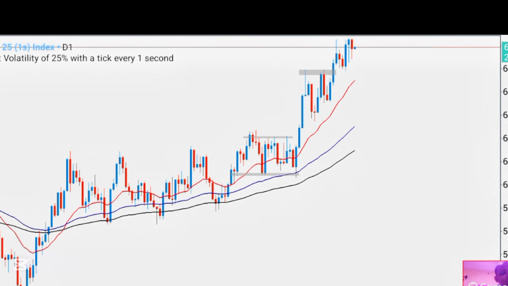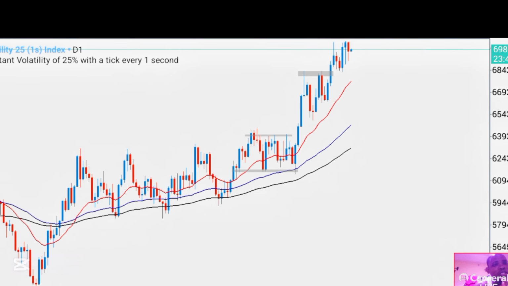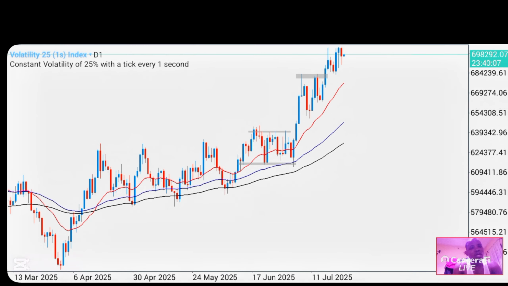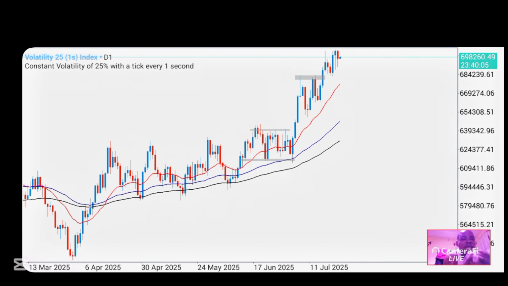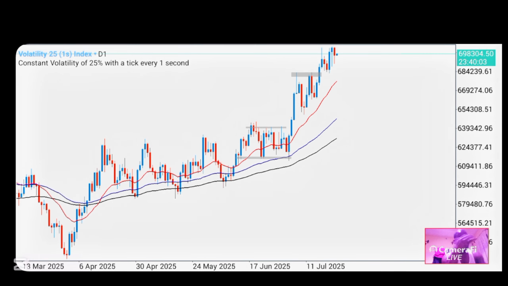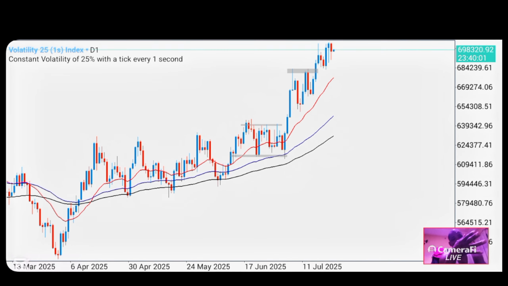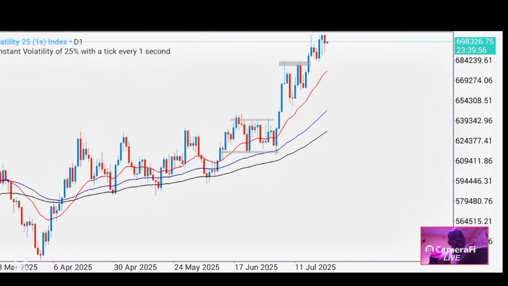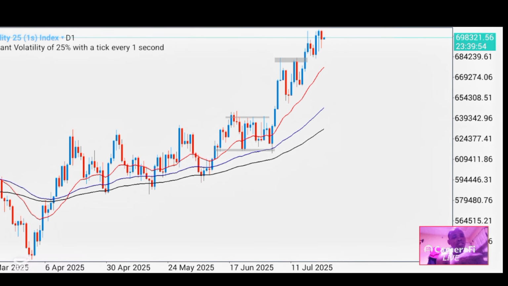So what do we do? How do we get out of this move? How can you take advantage out of this move? So that is where the technical analysis is involved.